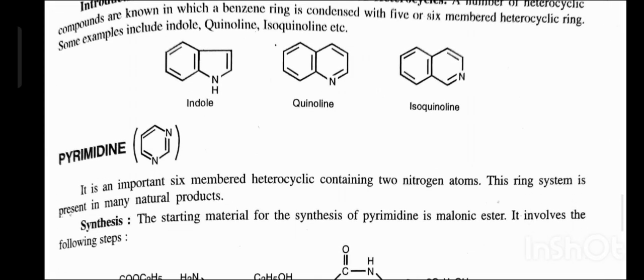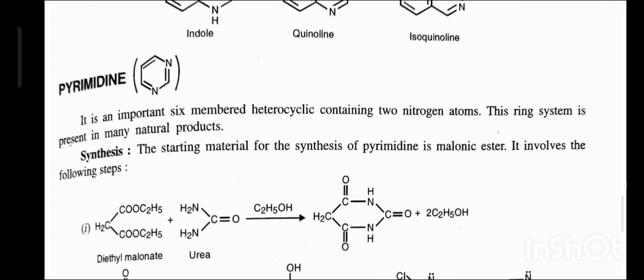Pyrimidine. It is an important 6-member heterocycle containing 2 nitrogens. The ring system is present in many natural products. Synthesis. The starting material for synthesis of pyrimidine is malonic ester. It involves the following steps.